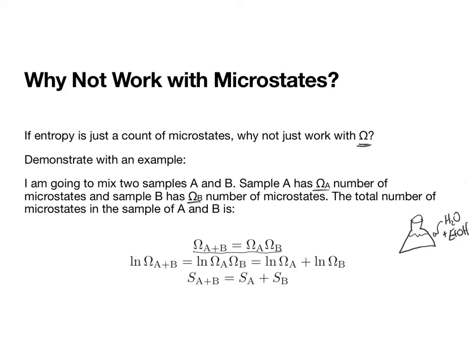Because these are large numbers, if we take the natural log, our numbers get more manageable. If we take the natural log of the omegas and do our log math, we find that the natural log of omega A times omega B is equal to the natural log of omega A plus the natural log of omega B. Multiply all of this by k, and we get this definition of entropy. And so really, working with entropy is the same thing as working with microstates. It's just that we get to avoid the super large numbers.